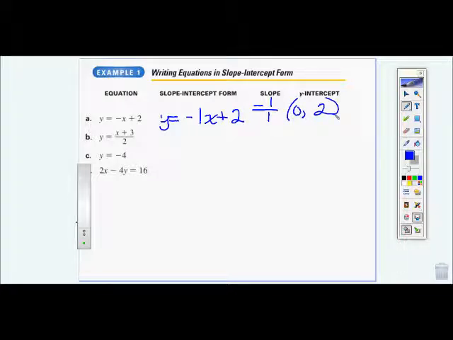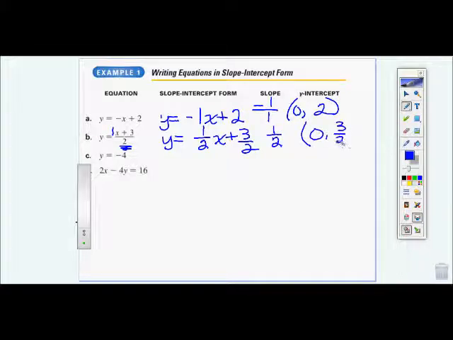Okay, my next equation, y equals (x plus 3) over 2. If I want to write it with coefficients, I would have 1/2 x plus 3/2, because everything there is divided by 2. So my slope in this case would be 1/2, and my y-intercept would be at 0, 3/2.